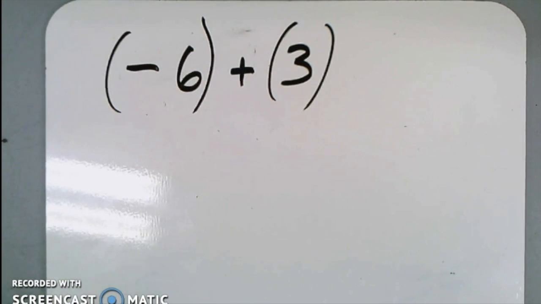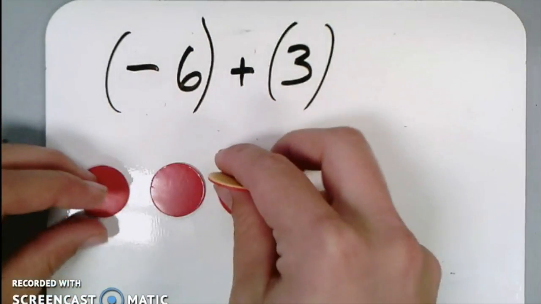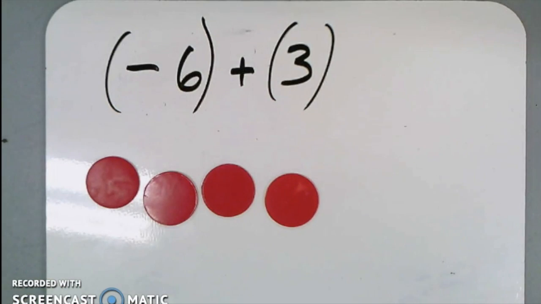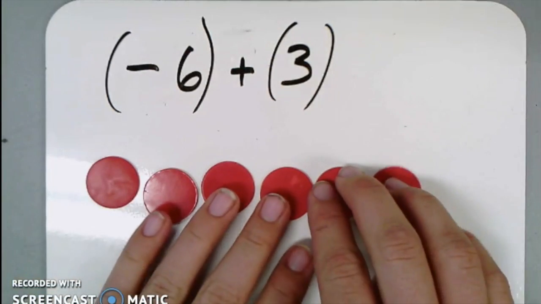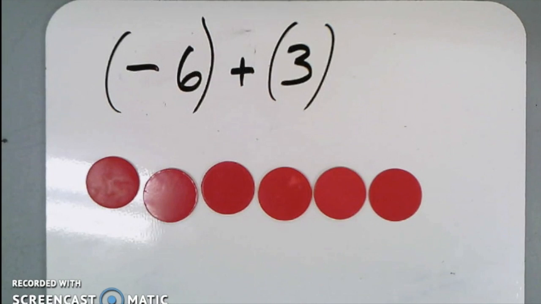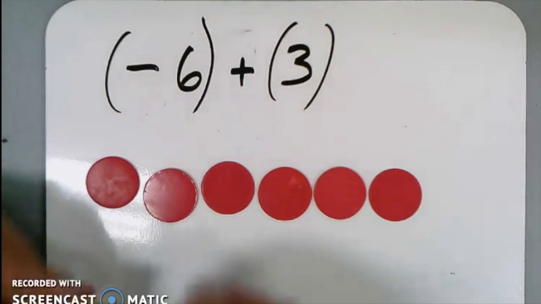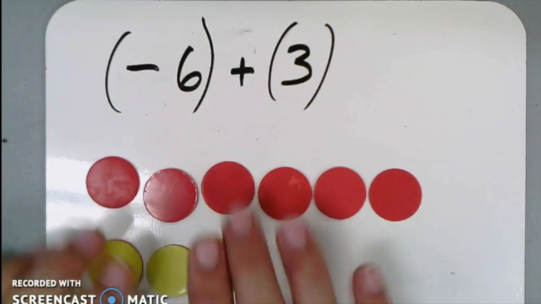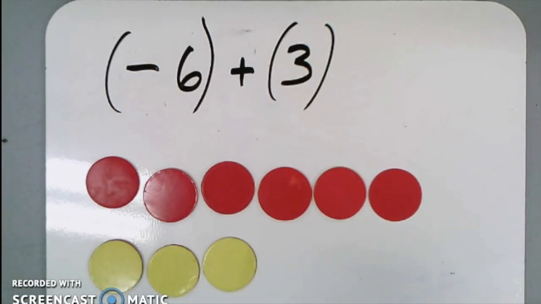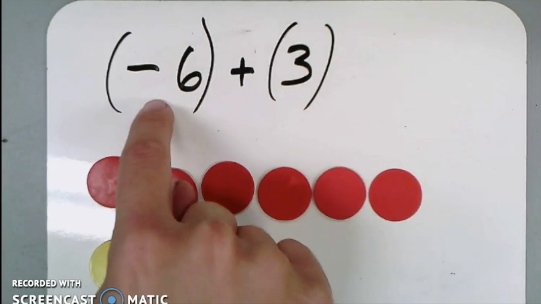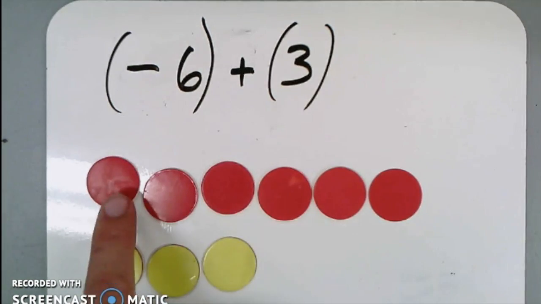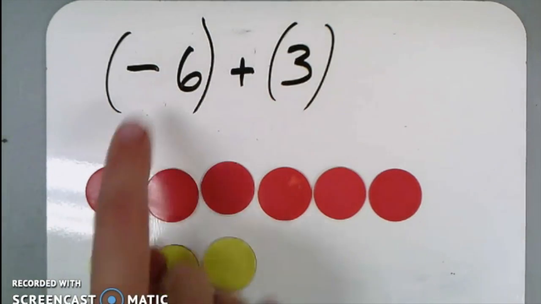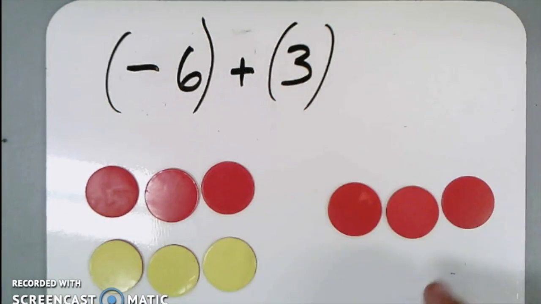So if I took the absolute value of negative 6, I'm going to have 6 chips. If I find the absolute value of 3, here's my 3 chips. These ones are going to cross out because I'm finding the difference. So 6 minus 3 gives me 3 left over, and then they take the sign of the bigger number, which was the 6, the absolute value of 6. So your answer is negative 3.